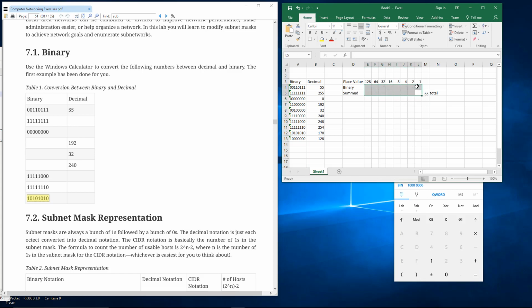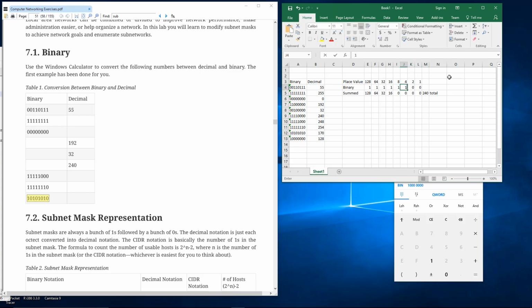Let's try another one. What about 1, 1, 1, 1, 0, 0, 0, 0? I see a 1 here in this column, so I'm going to bring down 128. Same thing with 64, same thing with 32 and 16, but not the rest of them. I get a 240 total. Matches what's going on here. So just realize, making this table, going from right to left, the value of the place doubles every time.